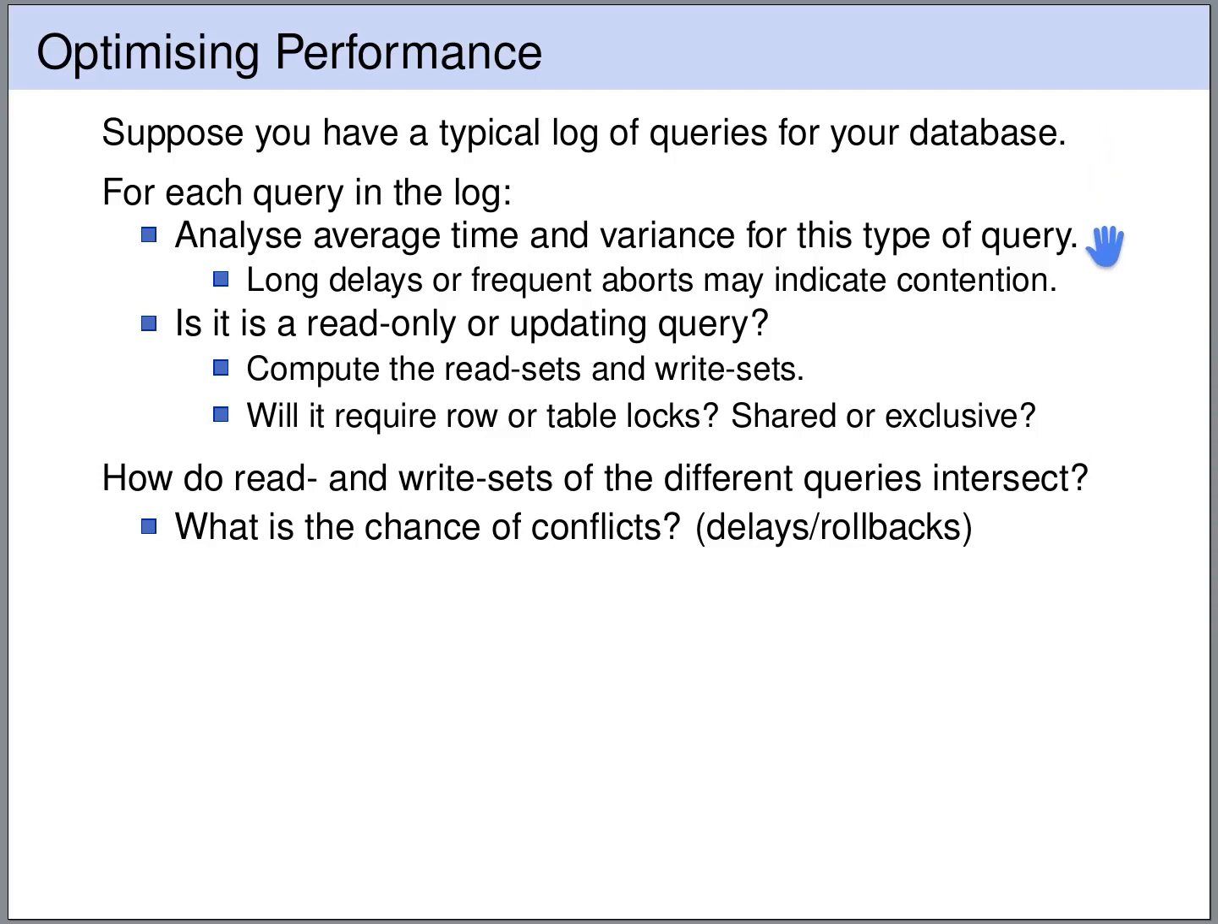First of all, we look at the average time it takes to answer the query. We look whether there's a large variance, so whether sometimes it goes very fast, sometimes it's very slow. If there are long delays or frequent aborts, this may indicate that there is contention in the database, so that your query has to wait for other queries to release the locks.